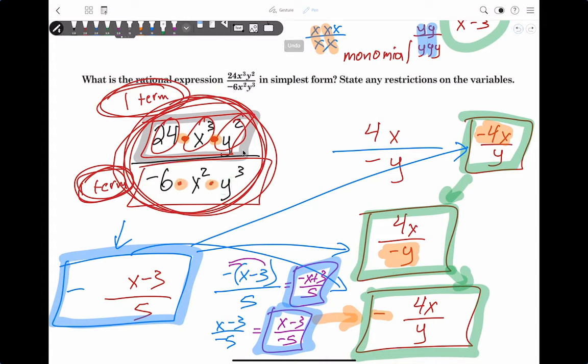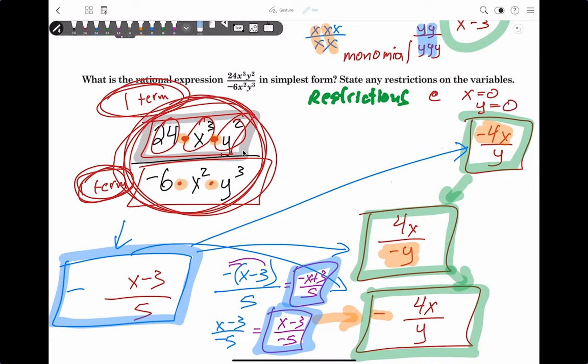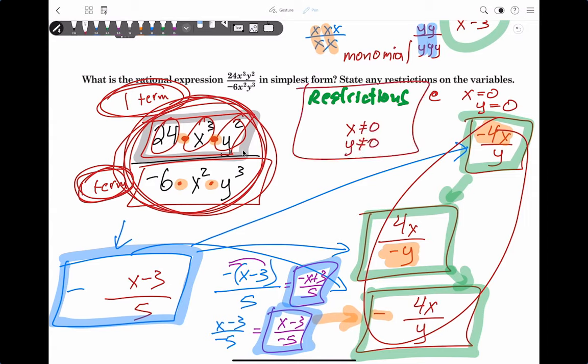So we're going to say the restrictions are going to be at x is equal to 0 and y is equal to 0. When you list restrictions, you're basically saying that although these are my answers, x cannot equal 0 and y cannot equal 0. Those are the restrictions there.